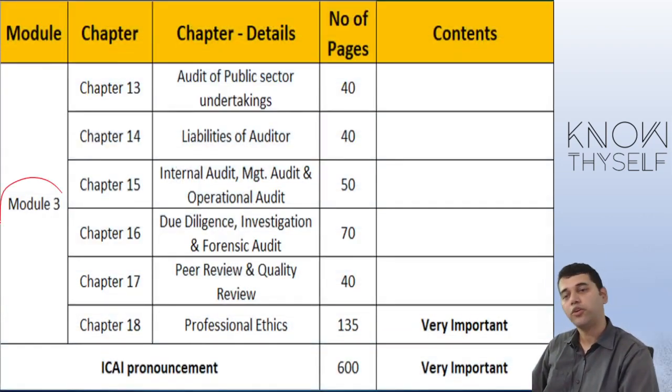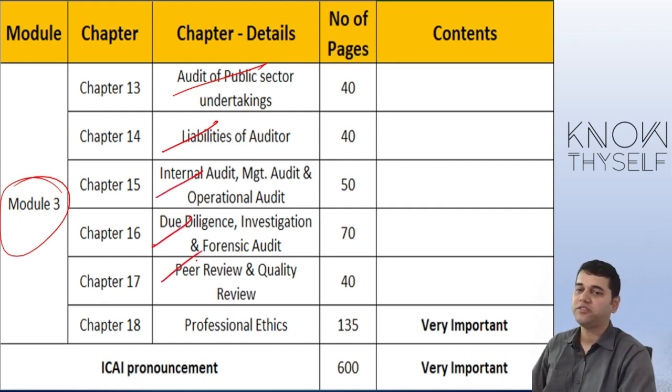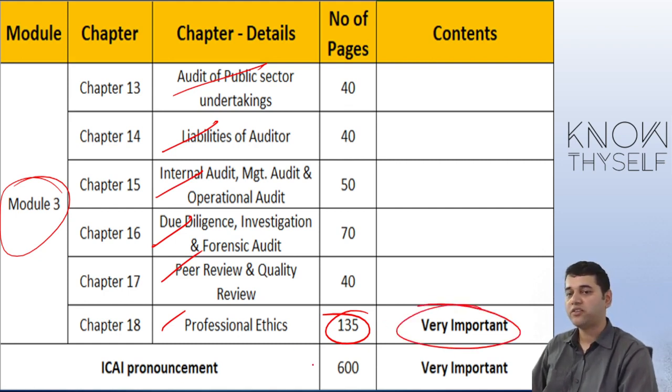And now we will come to module 3, which is very okay as compared to module 2, which covers audit of public sector undertakings, liabilities of the auditor, internal audit, operational audit, due diligence, peer review, professional ethics. So this is important. So I said 3 chapters are important. Standards on auditing, the ICAI pronouncement, 600 pages are there.